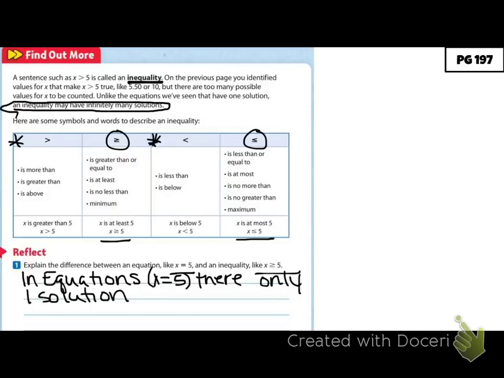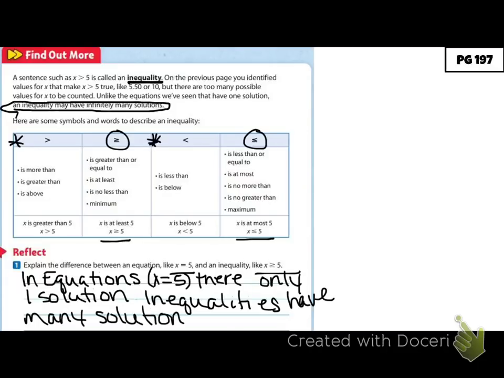Which means that x can only be that one number. Okay? And inequalities have many solutions. So for example, x is greater than or equal to 5. It can be 5, it can be 6, it can be 7, it can go on for any number above 5.